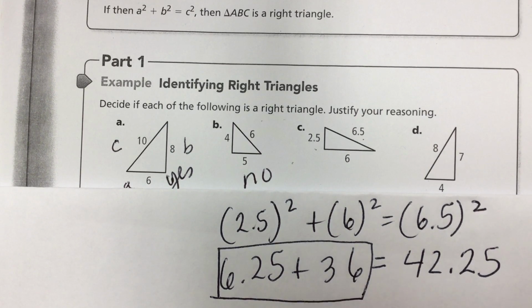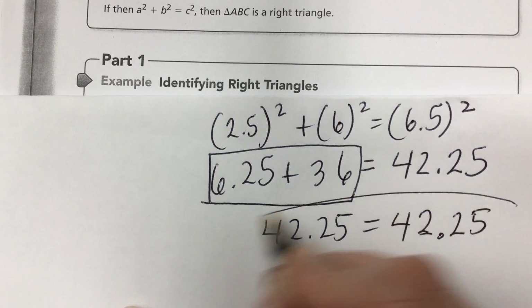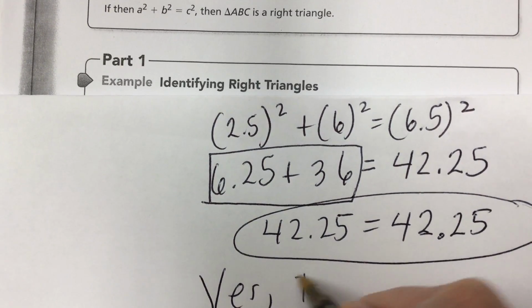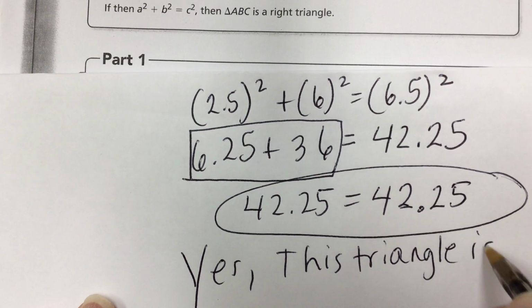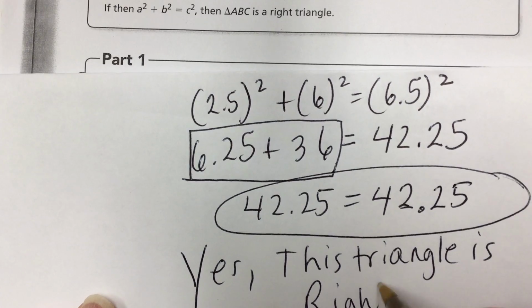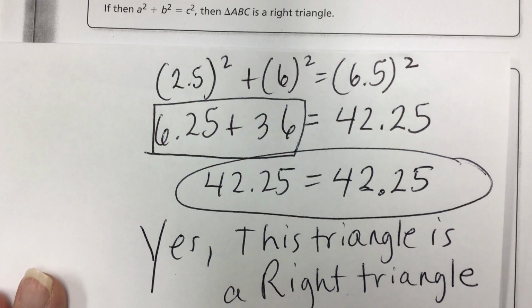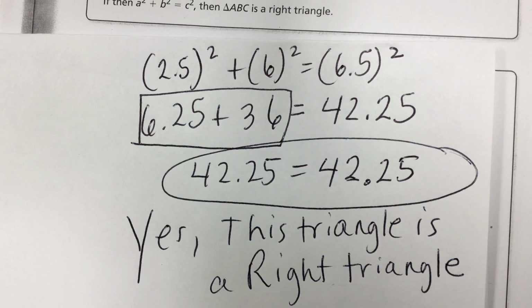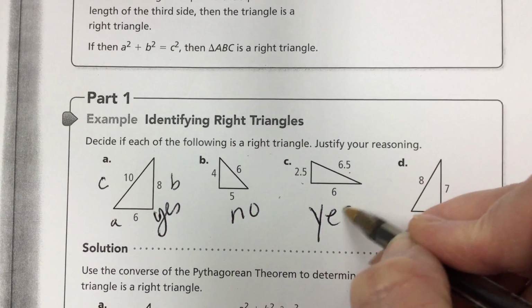When you add these two numbers together, you get 42.25. So does the left side equal the right side? If the left side equals the right side, and they do, then therefore, yes, this triangle is a right triangle. So when you use the Pythagorean theorem, the left side has to equal the right side. And if it does, then you can say that the triangle is a right triangle by using the converse of the Pythagorean theorem. So C part was yes.